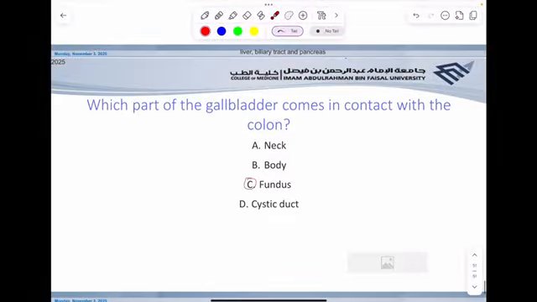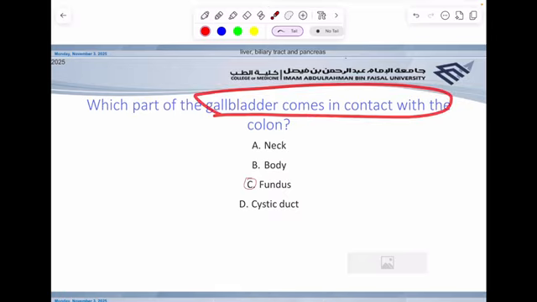آخر شيء هنا we have a MCQ. Which part of the gallbladder comes in contact with the colon, and that is going to be the fundus.